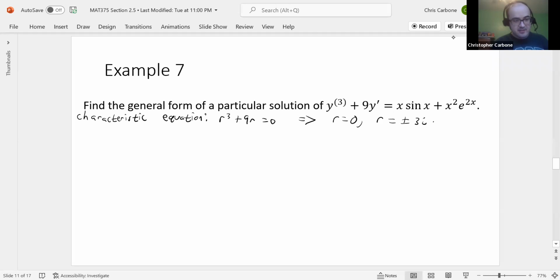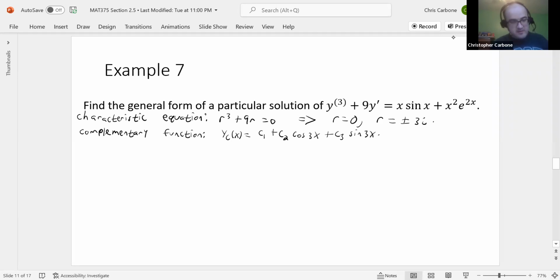So the complementary function. This will be y sub c of x is equal to c sub 1 plus c sub 2 times the cosine of 3x plus c sub 3 times the sine of 3x.